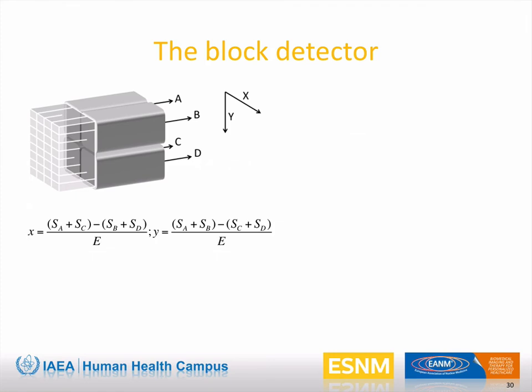The position of the crystal element where the interaction occurs can be derived from the 4 signals produced by the PMTs using simple formulas for x and y as reported in this slide, where Si is the signal produced by the ith PMT and E is the sum of all the Si values, and it is proportional to the total energy released in the scintillator.